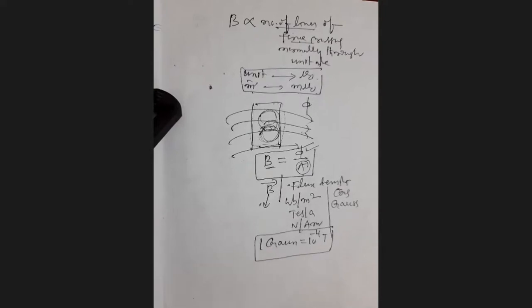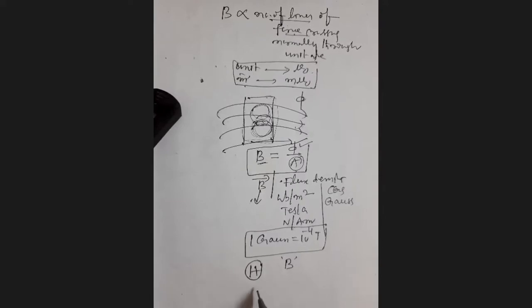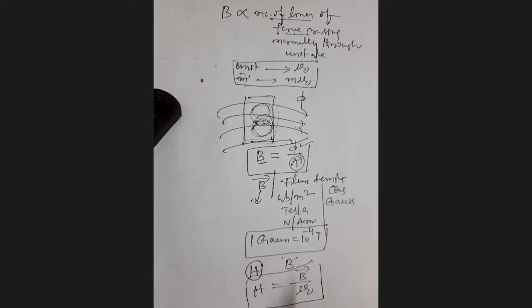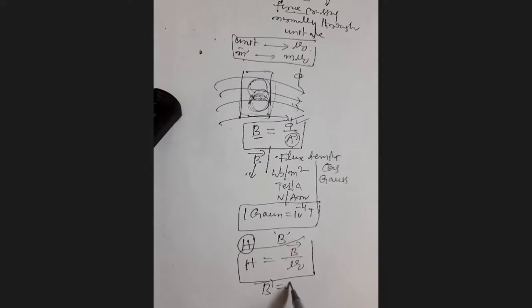So what is magnetizing field strength? Magnetizing field strength is denoted with H. Magnetic induction field strength is B. So what is the difference here? The field which can magnetize a material is called the magnetizing field. Magnetizing field intensity H is defined as the ratio of B bar to the permeability of free space. H is equal to B bar by mu naught. Or you can write B bar is equal to mu naught into H bar.